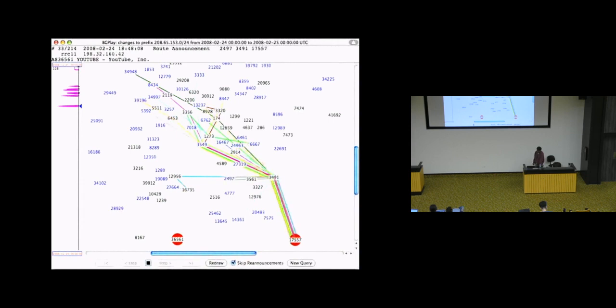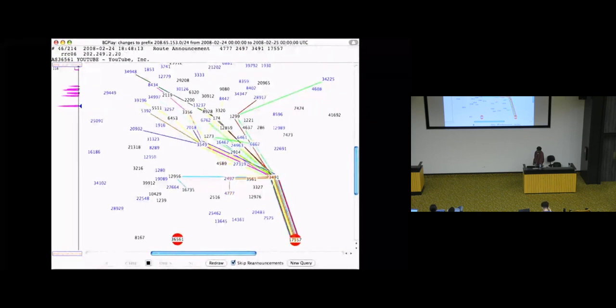On February 24th, at 1847 UTC, Pakistan Telecom started to originate a /24 covering address space assigned to YouTube. We can see that this route spread rapidly in the part of the internet observed by the RIPE NCC Routing Information Service. Within roughly a minute, the route is visible at most of the autonomous systems shown in this animation.